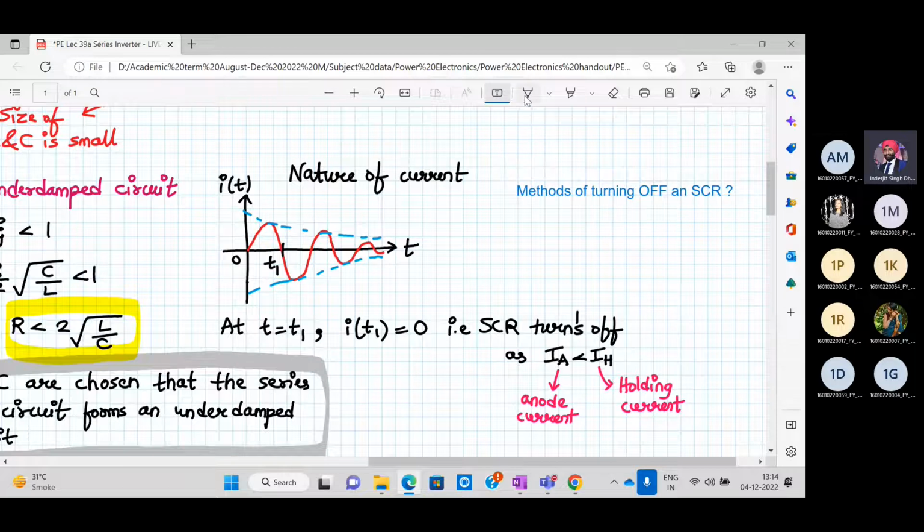What are the two techniques to turn off an SCR? Number one is you reverse bias it. That means whenever the SCR is reverse biased.